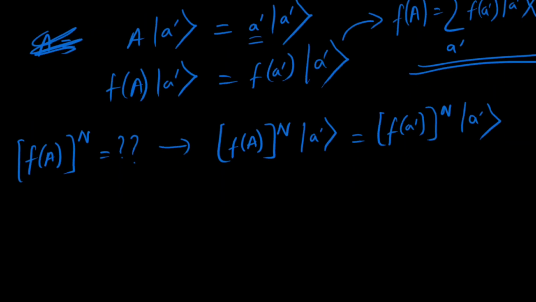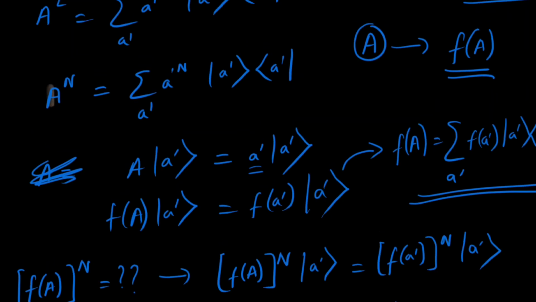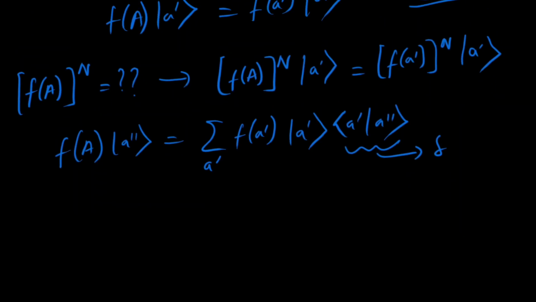So if we have a function of A acting on a double prime, we can write it as some a prime, function of a prime, and a prime a double prime. We know this is the Kronecker delta function. Oh, I apologize if I called it the Dirac delta function here. It's the Kronecker delta function. I'm so sorry about it.